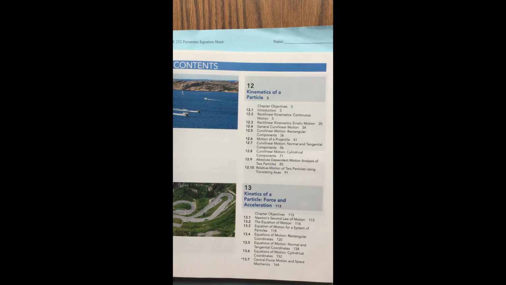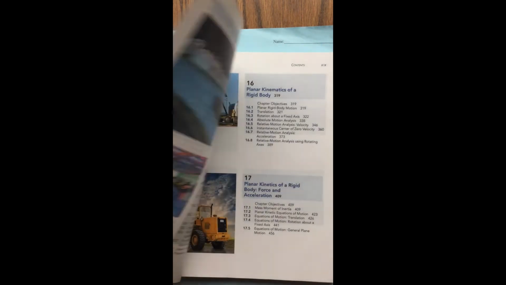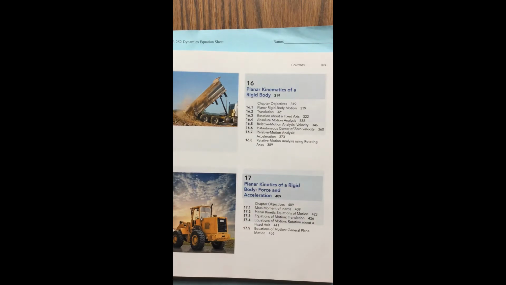This is an introduction to section 17.1. Remember when we started off this course, we looked at kinematics of a particle, and then in chapter 13, we used Newton's second law and looked at kinetics of a particle. In chapter 16, we did kinematics for a rigid body. And in addition to using position, velocity, and acceleration, we had angular position, angular velocity, and angular acceleration.